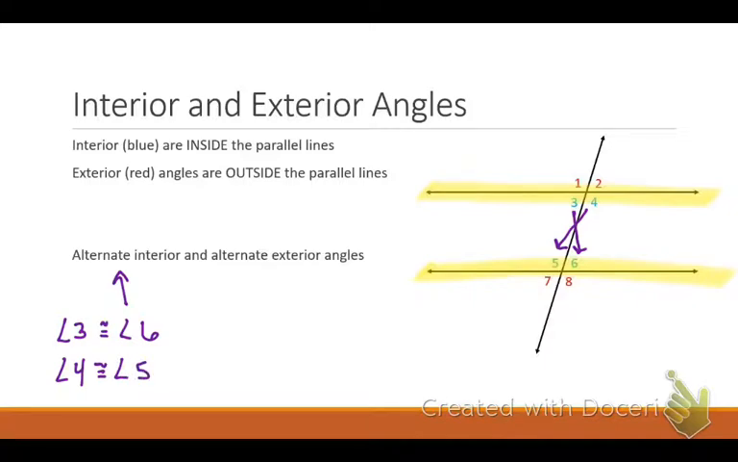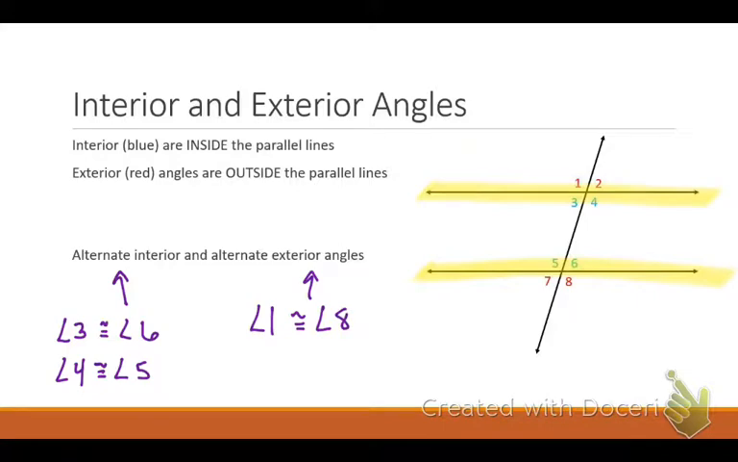So now let's talk alternate exterior. It's probably exactly what you're thinking, right? Exterior means outside. Outside my parallel lines. Alternate exterior. So let's start with angle 1. If it's alternate exterior, it's going to be on the opposite side of the transversal on the other intersecting point. So angles 1 and 8 are congruent.